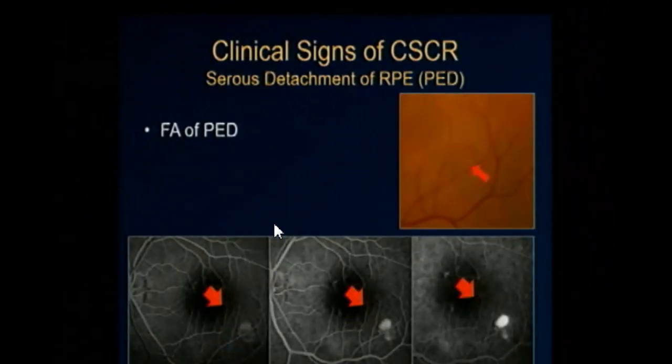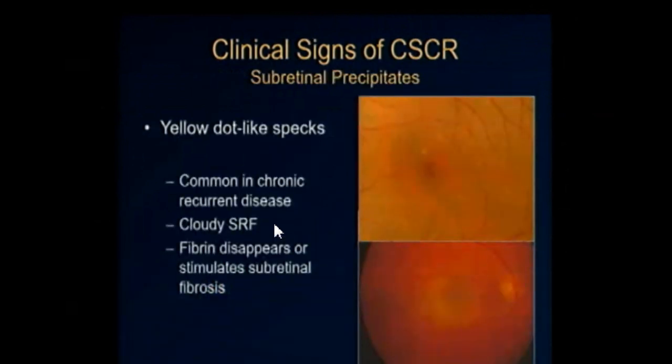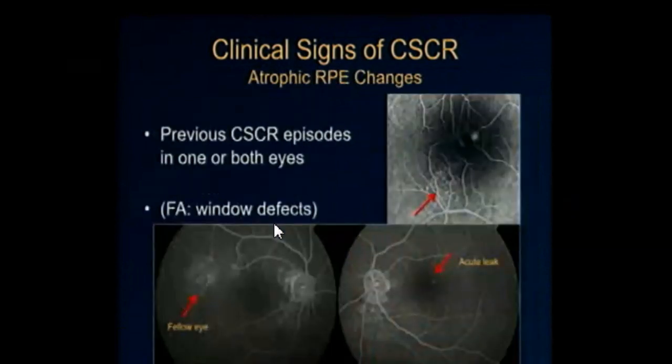Now, how does a PED look? Very different. The pooling happens in a very circumscribed space, so you will have early hyperfluorescence that increases in intensity throughout the angiogram, but it does not increase in size because of the circumscription of the space. Now, CSR can also manifest itself as just yellow dots, subretinal precipitates, signaling that there has been fluid in the past. This is very common in chronic recurrent disease. It can be associated with cloudy subretinal fluid, and it can be associated with what we call fibrin in the subretinal fluid. That is also a sign of CSCR.